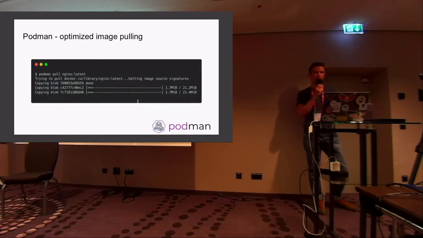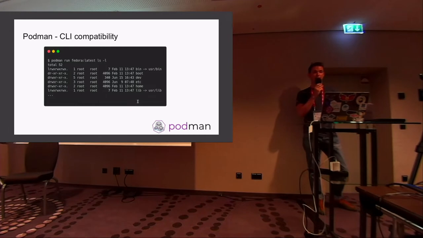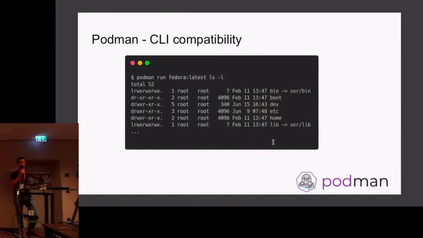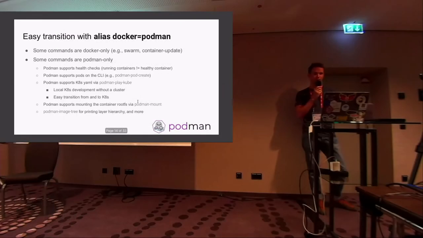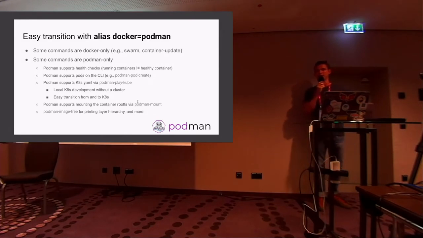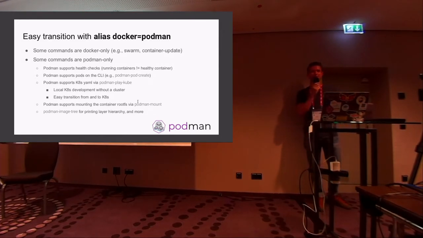Regarding CLI compatibility, to illustrate it a bit more, podman run is basically the same as docker run. We use some image that can be specified and some commands, here just listing the root file system of the latest Fedora image. The easiest transition from Docker to Podman is basically aliasing it. And on a package level, this happened basically in Fedora as well.